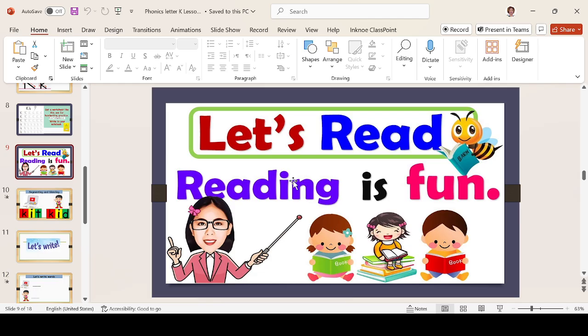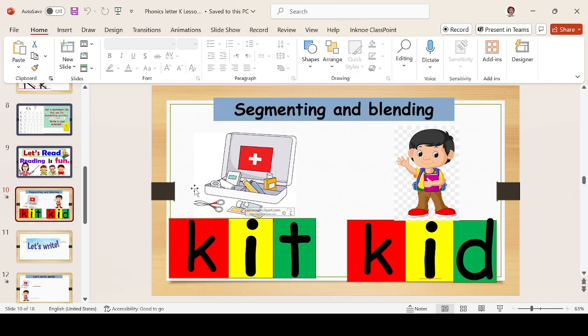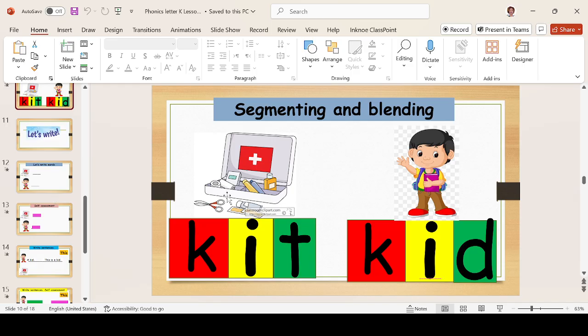Let's read, because reading is fun. Okay. Can you see this? How many words are we going to read? How many? Can you count them? Only 2, imagine. Why do we have 2 words only? Okay, it's because we are reading words with only the letter sounds that we have done so far.